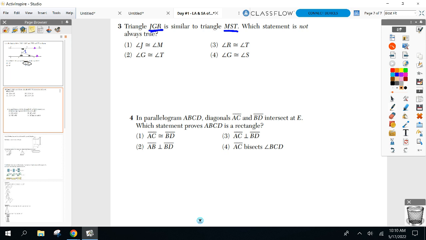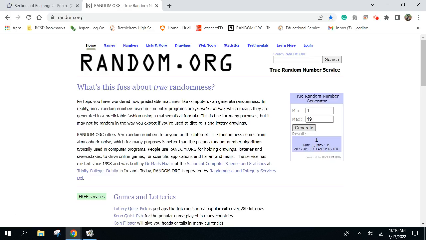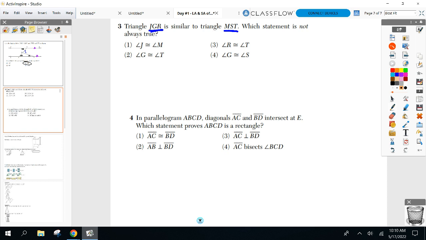JGR-MST. So J has to be congruent to? J's got to be congruent to M, because that's the way it's written. So which one does this not happen all the time? Choice 2, G and T, because G and S are the congruent ones. G and T are not.